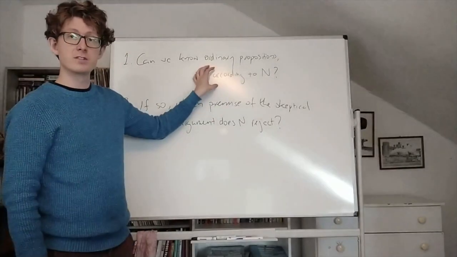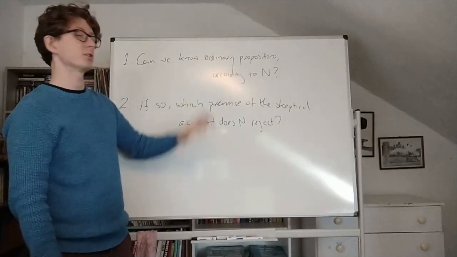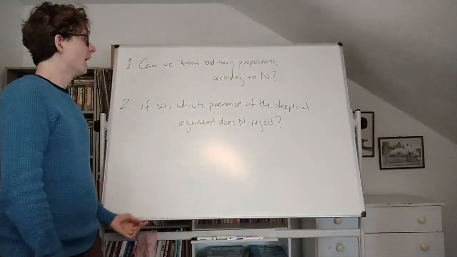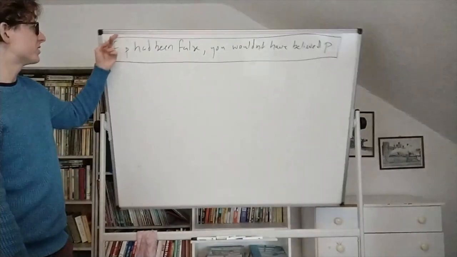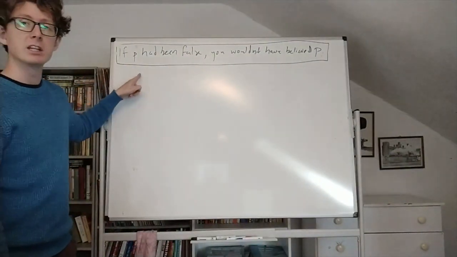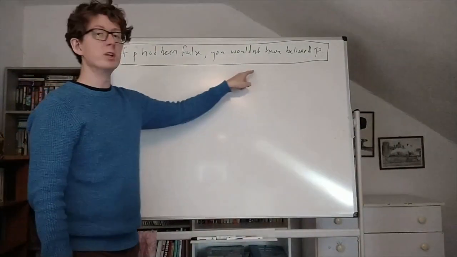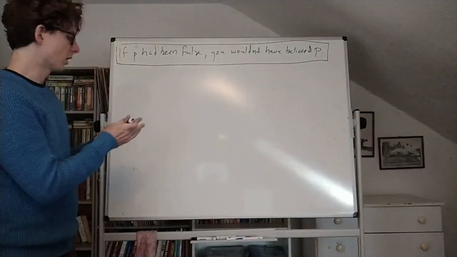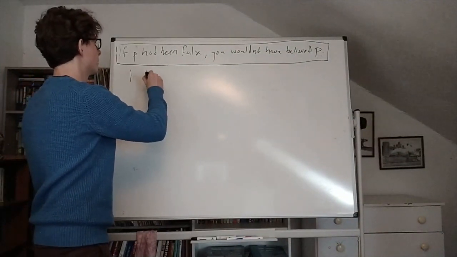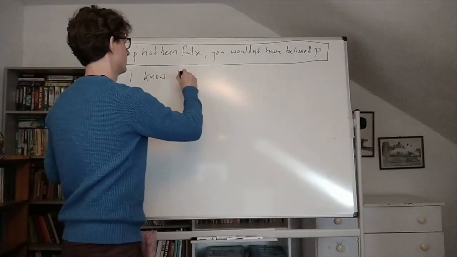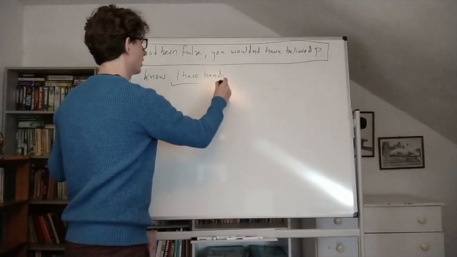The answer, as you'll have suspected, to the first question is that indeed we can know ordinary propositions according to Nozick. The way we'll try to see why this is so is by focusing on the first sensitivity condition that we mentioned earlier: the condition that if P had been false, you wouldn't have believed P. So remember, we want to get a sense of why it is true that I know an ordinary proposition like I have hands. This is our ordinary proposition.